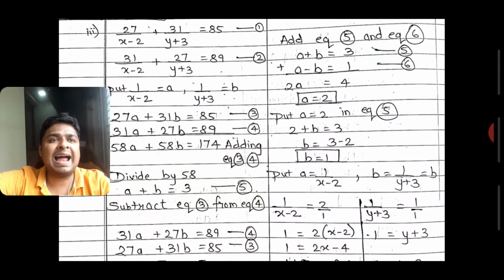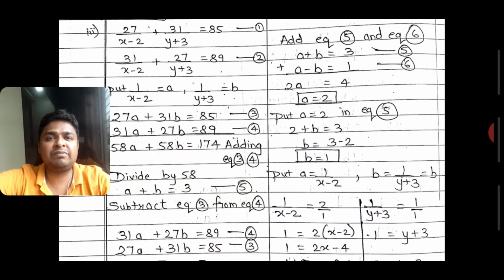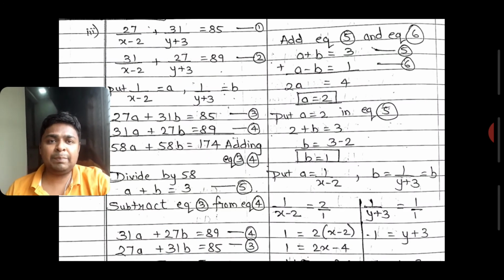Next what I do is add the new equations, equation 5 and 6. I will get a plus b, a minus b; b and minus b will get cancelled, and I get the value of a and b. Then resubstitute it as a is equal to 1 upon x minus 2 and b is equal to 1 upon y plus 3.